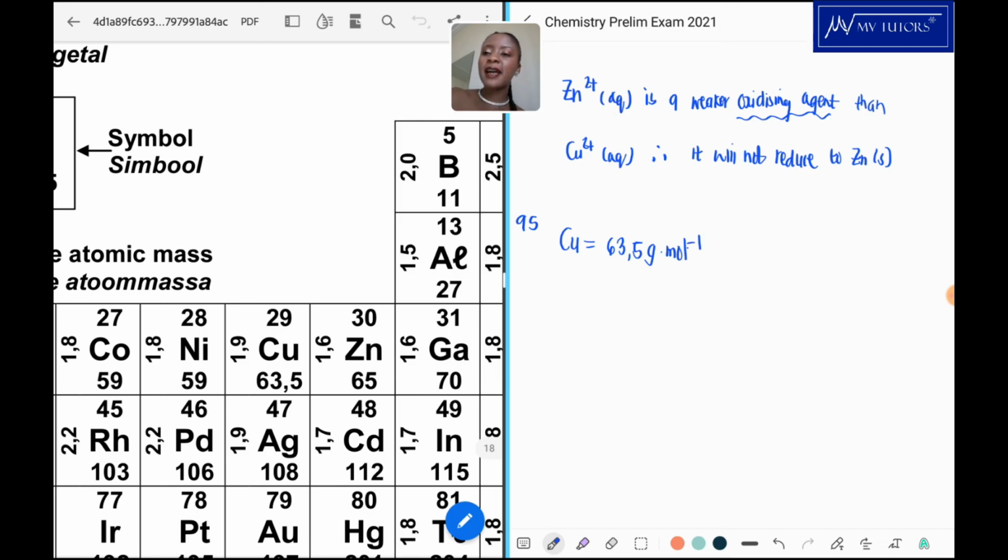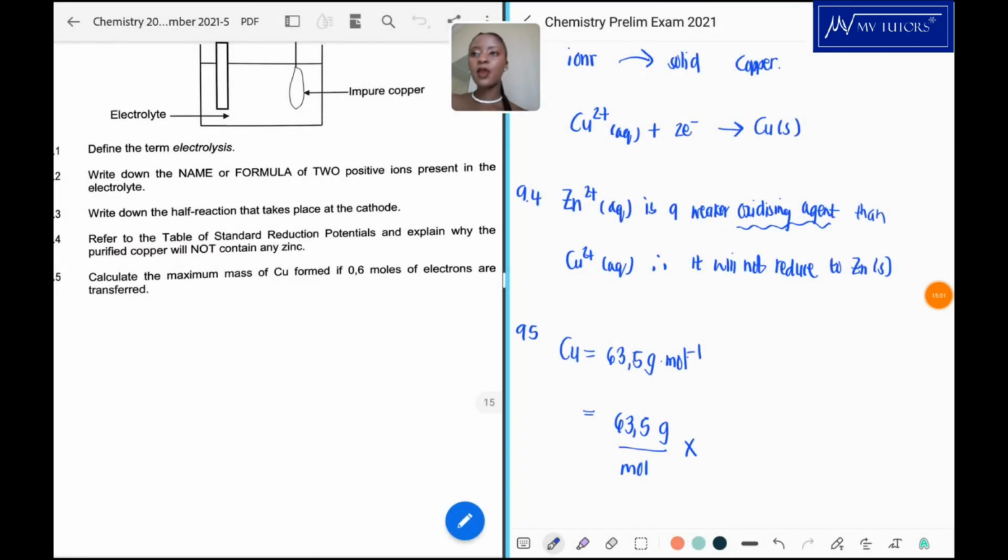Okay, I prefer putting it like this over the moles, and now we need to multiply by the amount of moles of copper. Yeah, so let us get back to that question. Okay, so how many moles of copper do we actually have? All right, so it says calculate the maximum mass of copper formed if 0.6 moles of electrons are transferred.